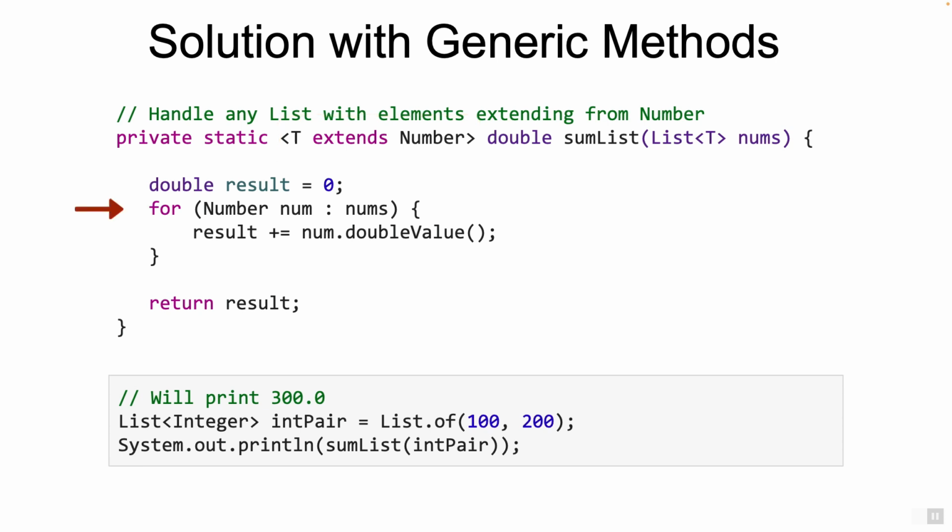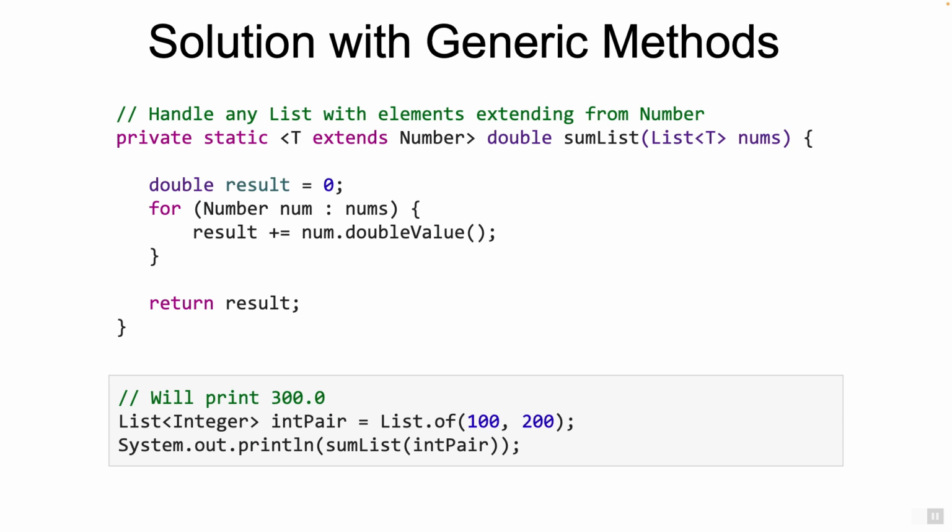In the body of the method, you see that we are treating the elements of the list as a Number. Now this gives us the benefit of generalization, but with the added advantage of being type safe. We cannot simply add any item to the nums list, and this makes it type safe. This solution, which is using a generic method, works fine. But the syntax for the method declaration is kind of verbose.